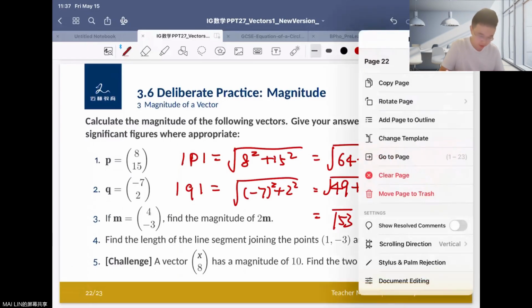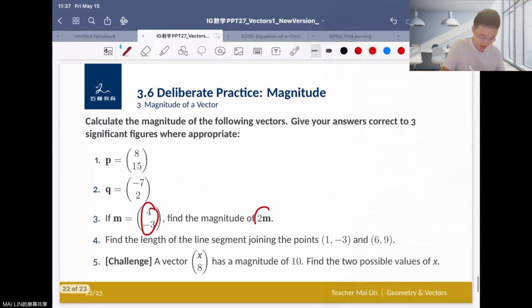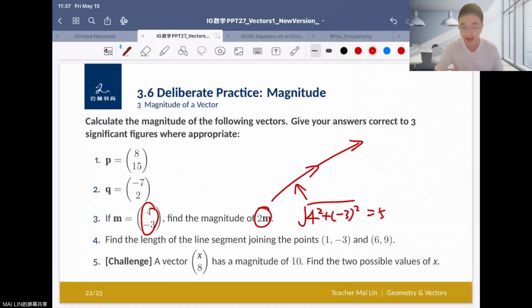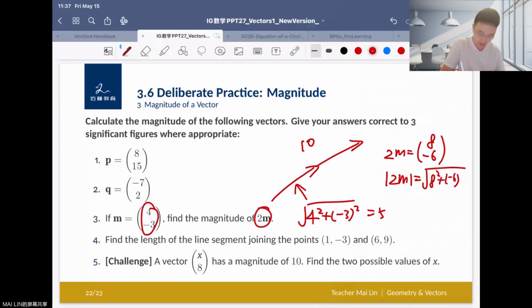Problem 3 is that m is (4, -3), and find the magnitude of 2m. We are just enlarging it to 2 times the original m. For the original m, the length equals the square root of 4 squared plus negative 3 squared, that is 5. After you magnify it 2 times, the total length equals 10. Or you can also say 2m can be written as (8, -6). So the length of 2m is the square root of 8 squared plus negative 6 squared, that is the square root of 64 plus 36, equals 10. That is the third problem.